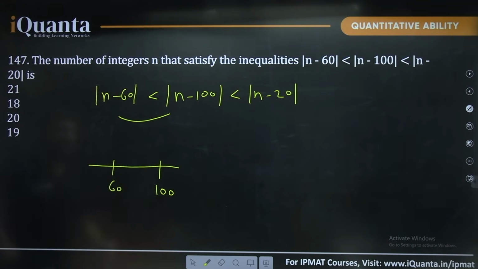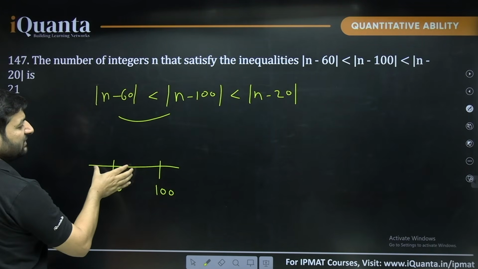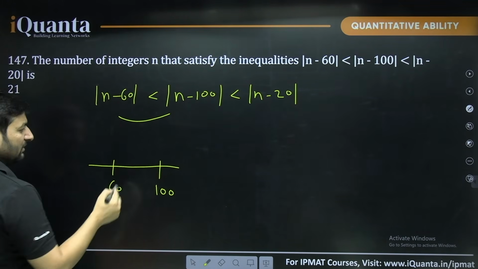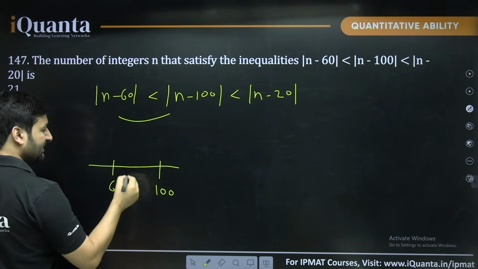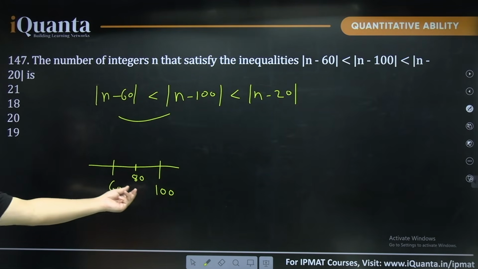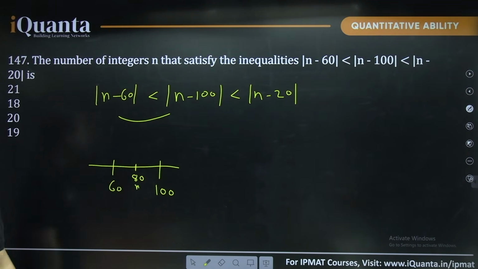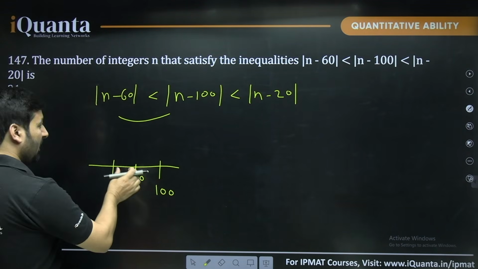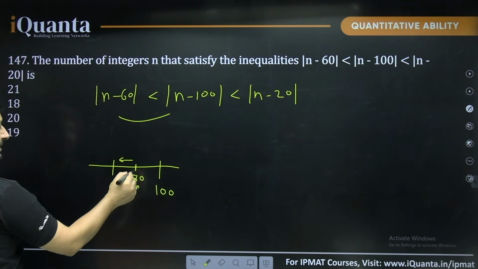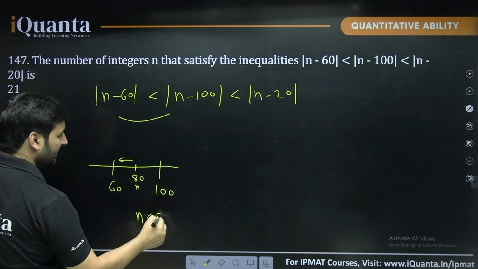In this, I want my n towards 60. I mean closer to 60, then closer to 100, isn't it? Because distance from 100 is more. So, what will we do? Exactly between 60 and 100 we have 80, isn't it? That means if my n is 80, its distance from 60 as well as from 100 is equal. But I want my n to be closer to 60. So, I will take it towards this. That means less than 80, yes or no? So, n should be less than 80 in this case.